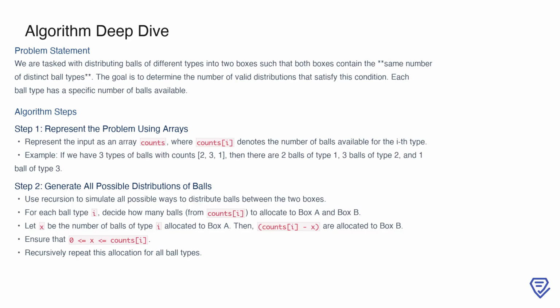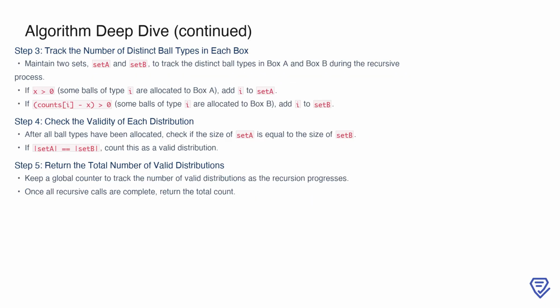This process is repeated for all ball types to explore every possible configuration. Once we have a mechanism to allocate balls between the two boxes, the next step is to track the distinct ball types in each box during this recursive process. To do this, we use two sets, set A and set B. These sets are dynamically updated as we allocate balls.